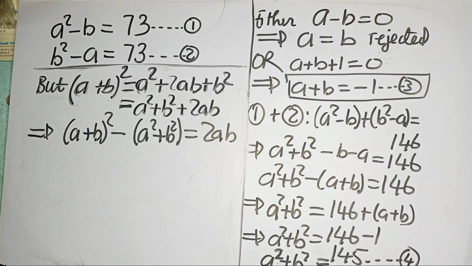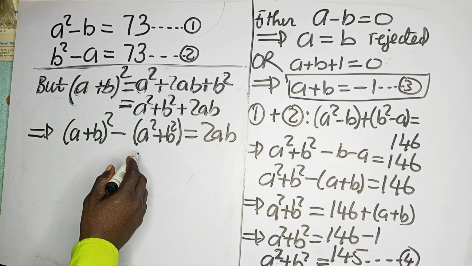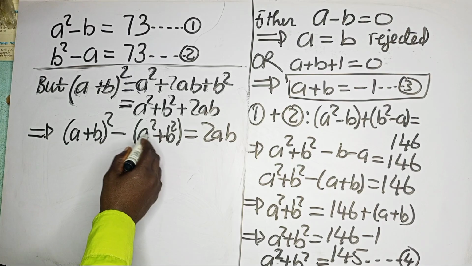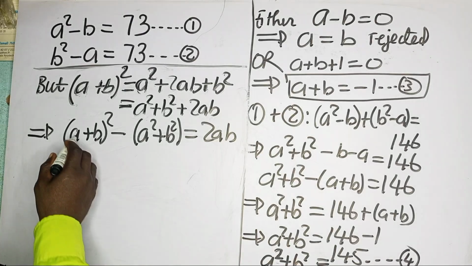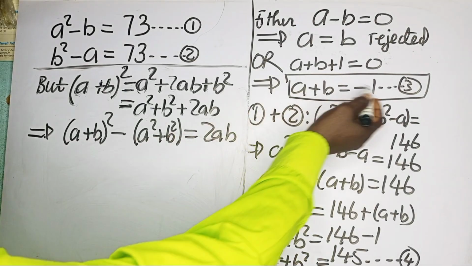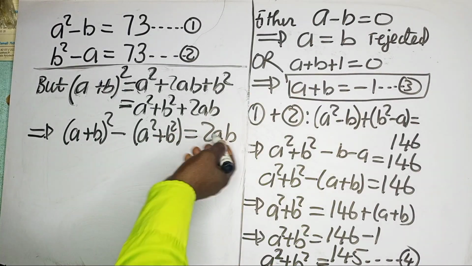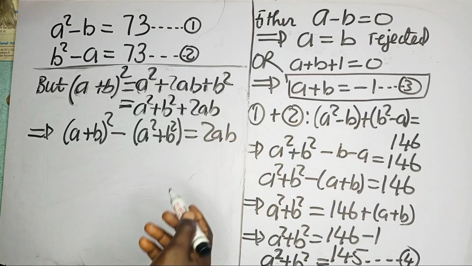So now we already know this value, a squared plus b squared. We know that value is 145, and we know a plus b. A plus b is -1. So from there, we'll be able to get our AB. So let's put that information there.